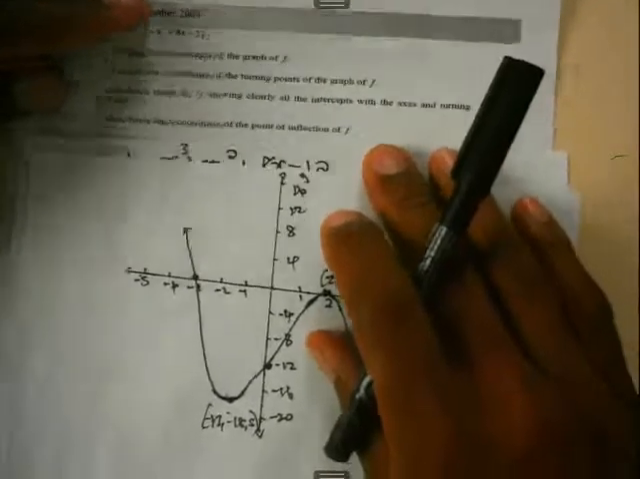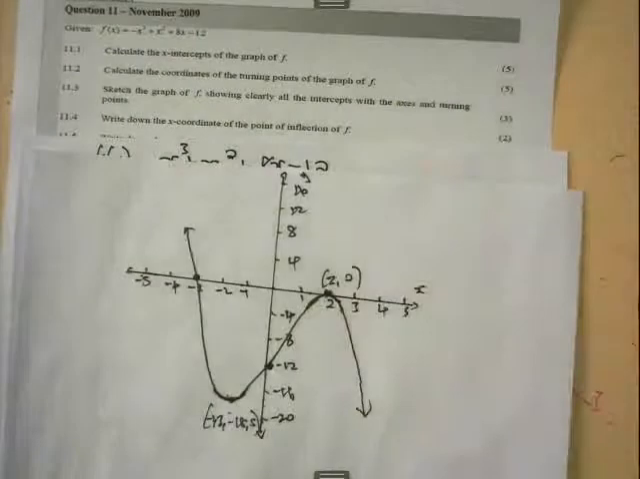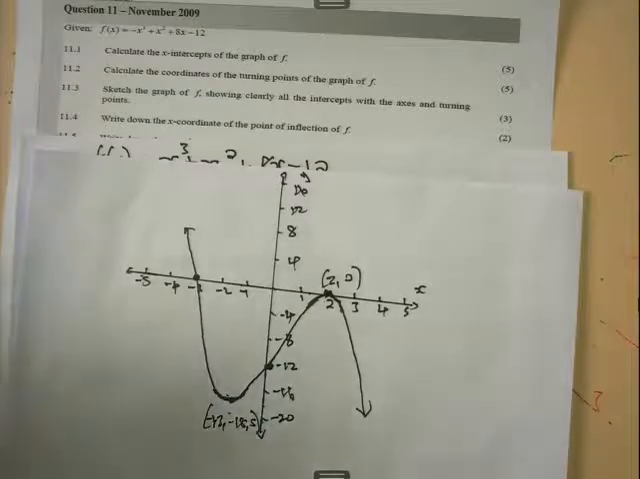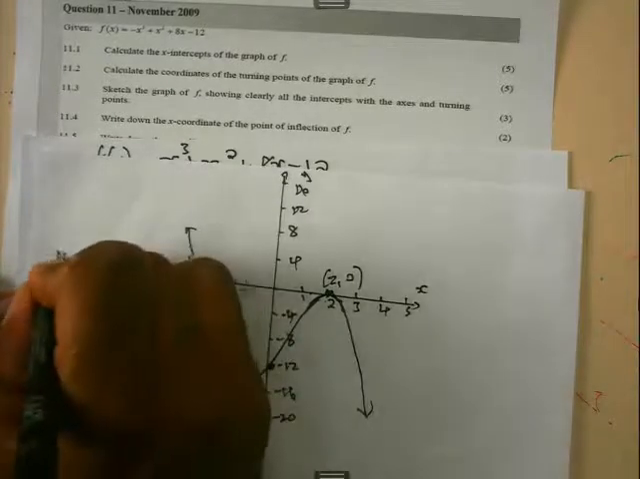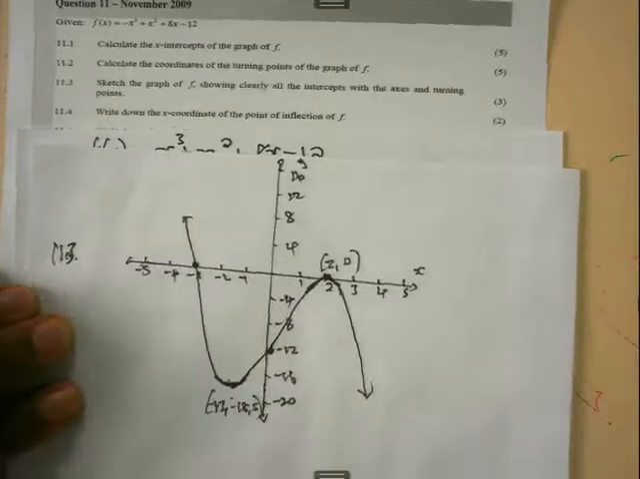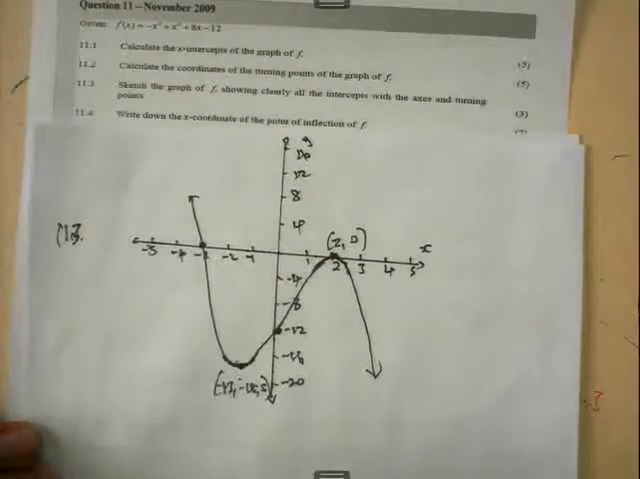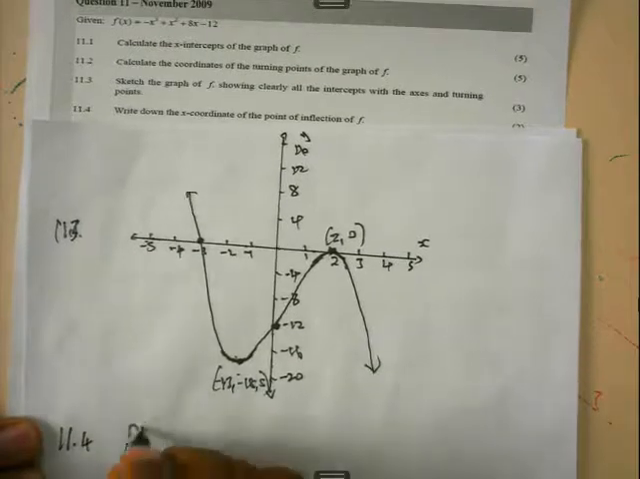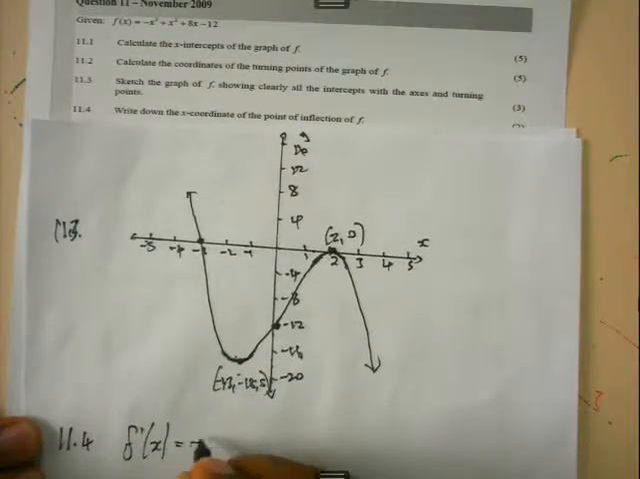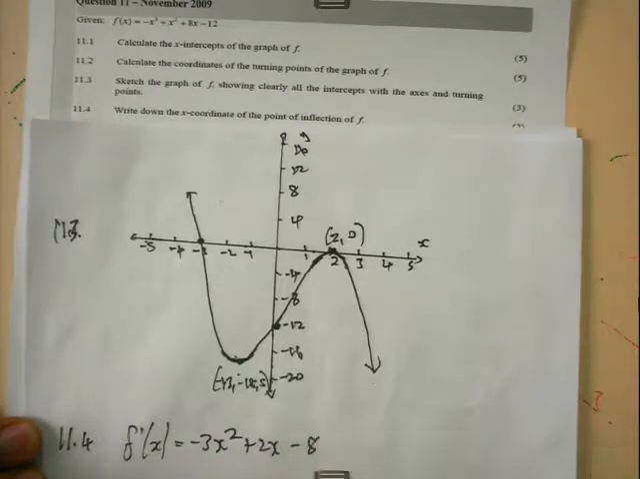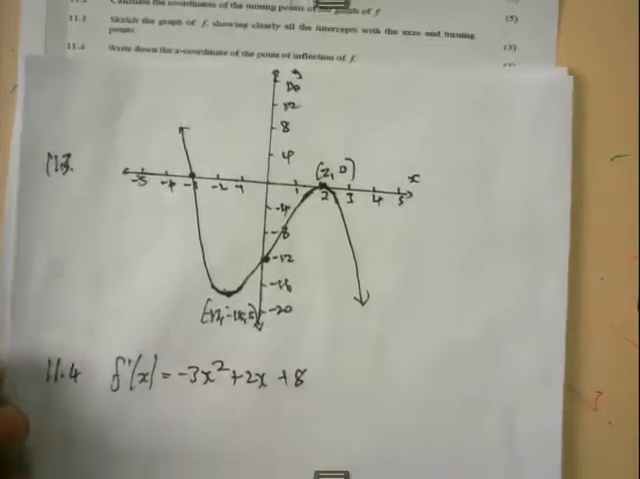Okay, right. We also have 11.4 that says write down the x coordinate of the point of inflection. Right, boys and girls, what is it that we must do here? Of course, you remember our first derivative. We need to find the second derivative. Then it means we need the first derivative, which was minus 3x squared plus 2x plus 8. This was our first derivative.